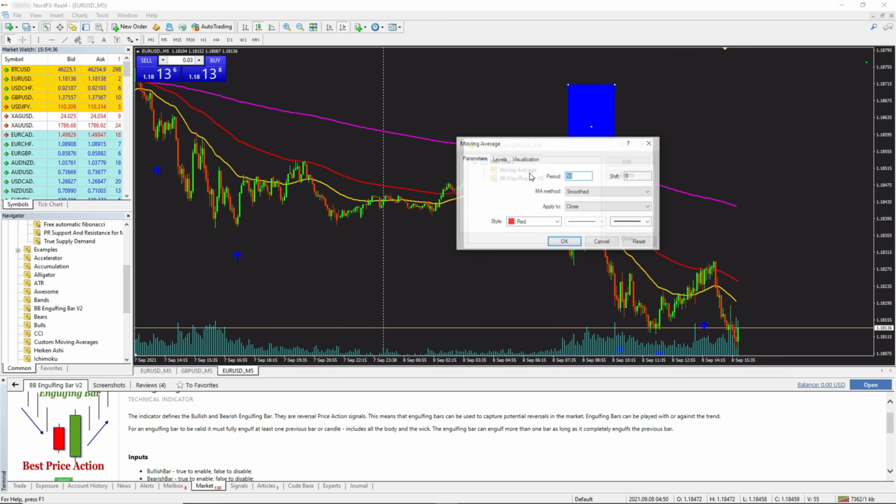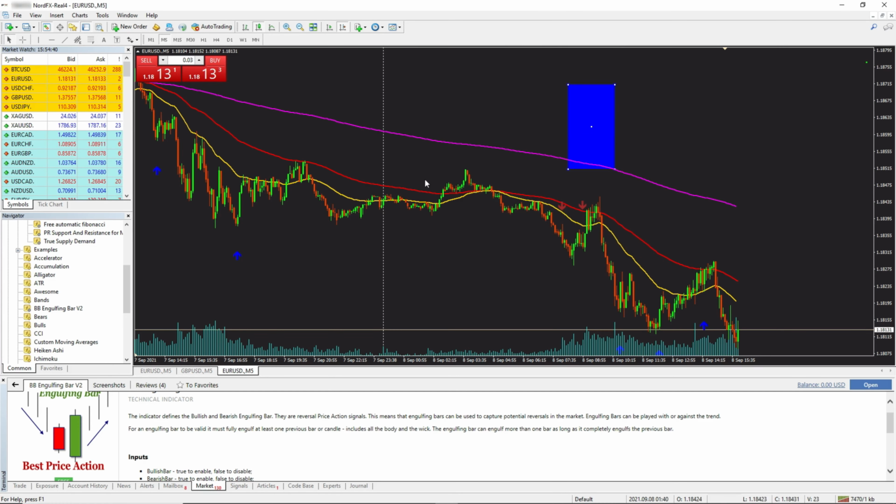The next indicator, moving average of 50 period, just for me to get a middle type of trend. We have here the overall trend of the market, and these two smaller trending moving averages that I use for confluence.